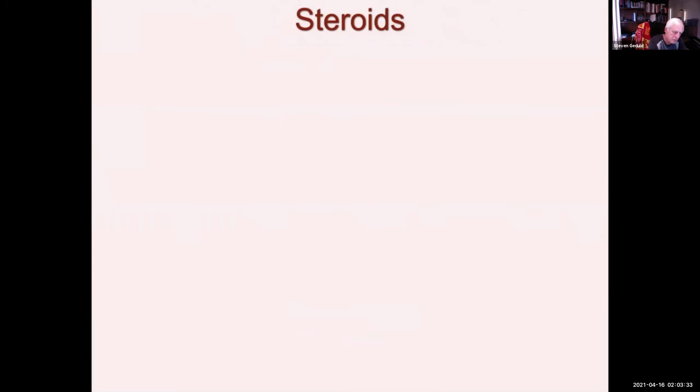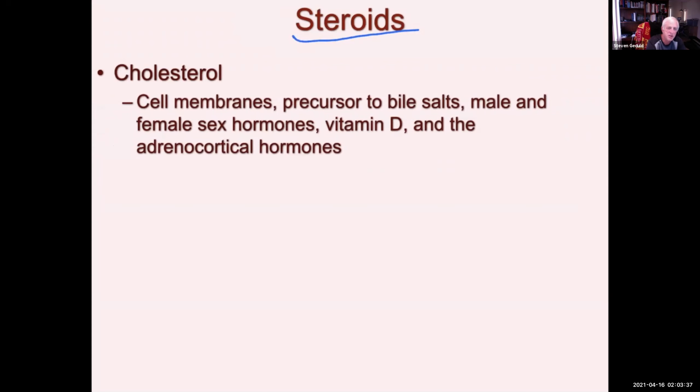Okay. So we're talking about steroids. Steroids are like cholesterol. Cholesterol is in your cell membrane. It's a precursor to the bile salts released from your gallbladder, male and female sex hormones, vitamin D, and adrenocortical hormones. Again, vitamin D is a lipid-soluble vitamin. Okay? You have to be very careful in your dosages of vitamin D. Okay, bile salts build up; they can cause gallstones.